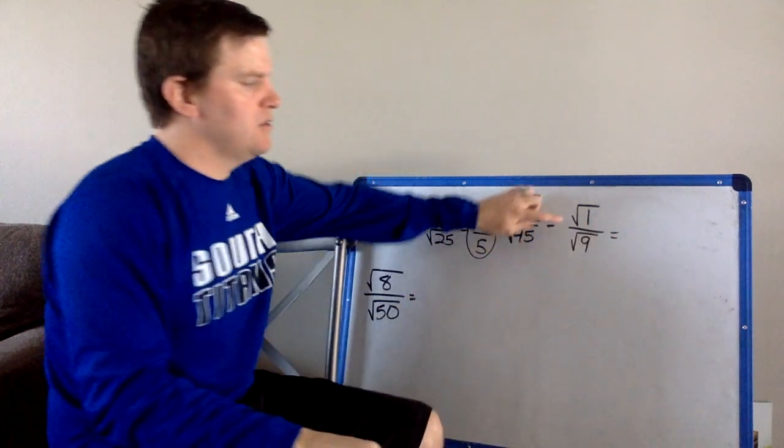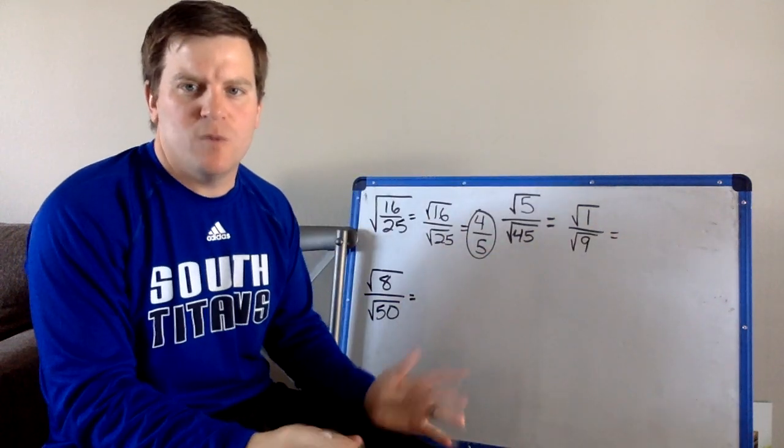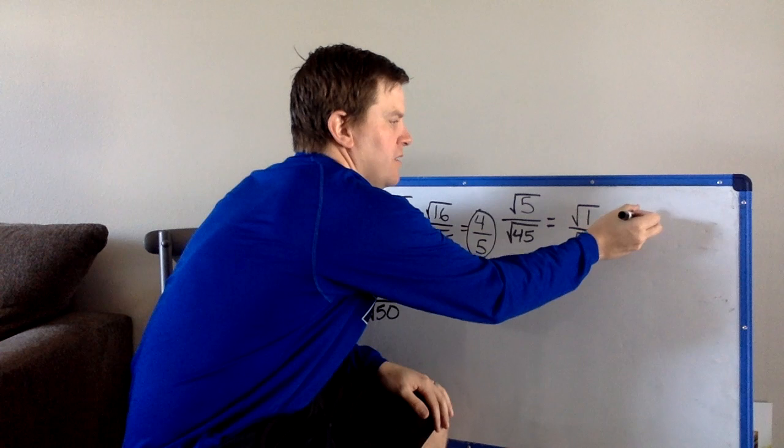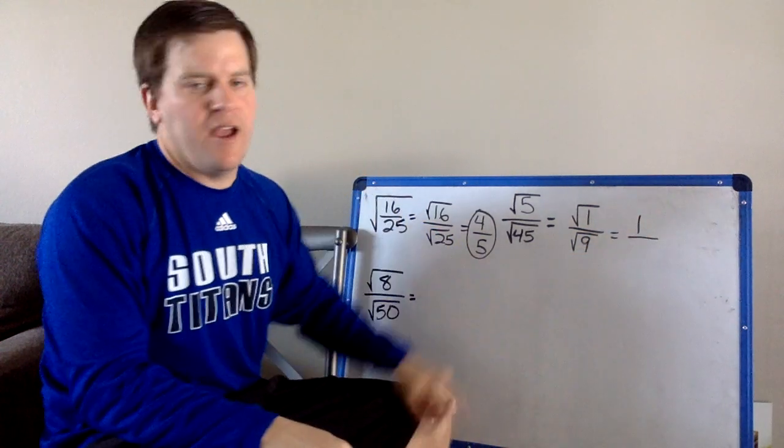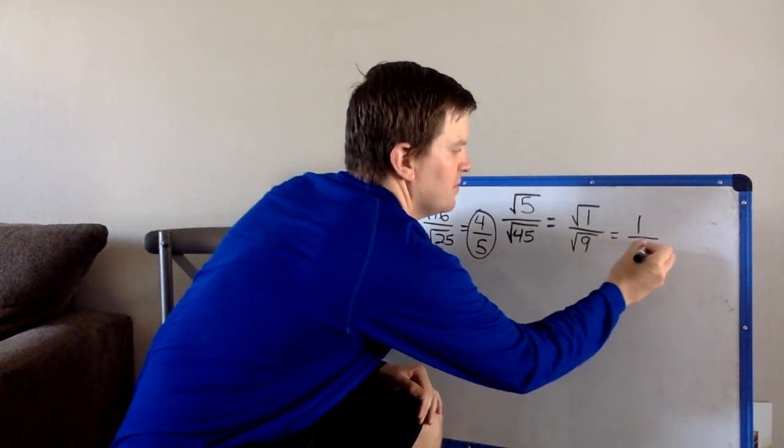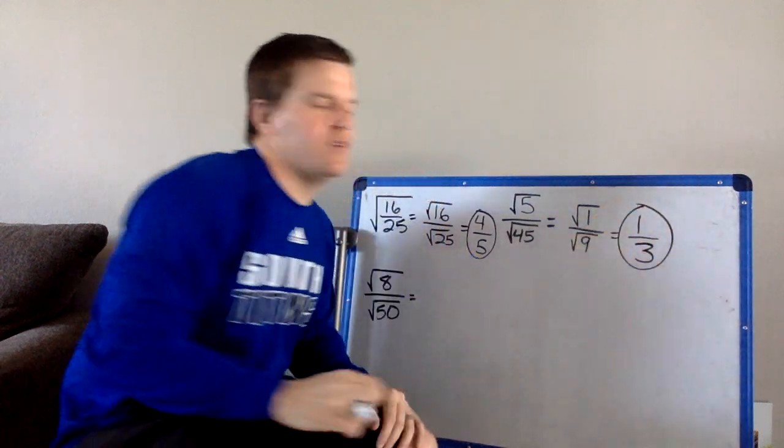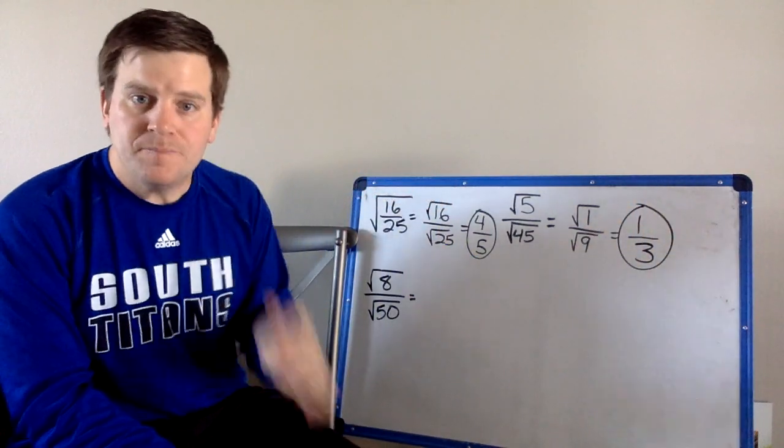Now if we look at this, square root of 1, remember that means what times what is 1? Well, we know 1 times 1 is 1. Square root of 9, what times what is 9? Well, 3 times 3 is 9. So we have 1/3 there, and that's simplified.